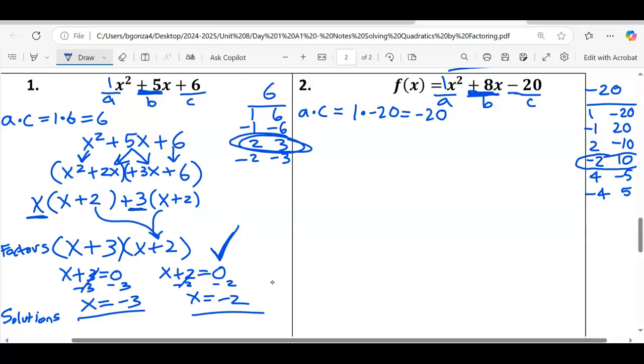So what do I do, Mr. G? Remember, we rewrite that original x squared plus 8x minus 20. And then we split the middle, split that 8x into negative 2 and 10. Negative 2x plus 10x. And we're going to bring down the first term, x squared, bring down the last term, minus 20.